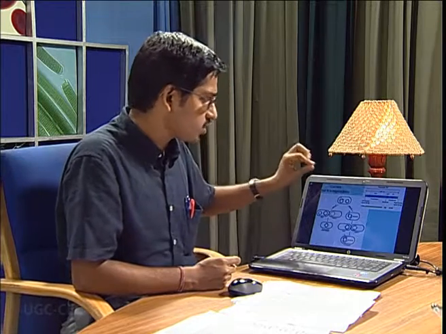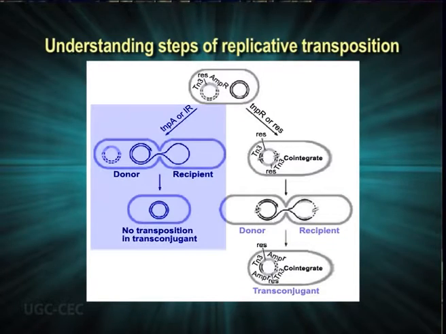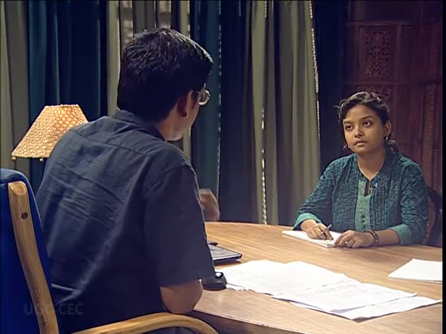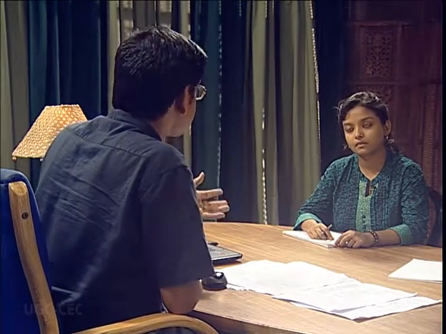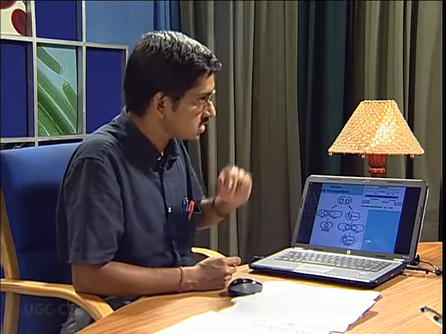Now, if you make a mutation at tnpA, it never forms the cointegrate. They recognize the target site, but the cutting of the donor site and joining with the target site does not happen. It stalls and it can never be complemented. And because the transposase helps in cutting and so on, we now know that tnpA codes for the transposase for the transposon Tn3.